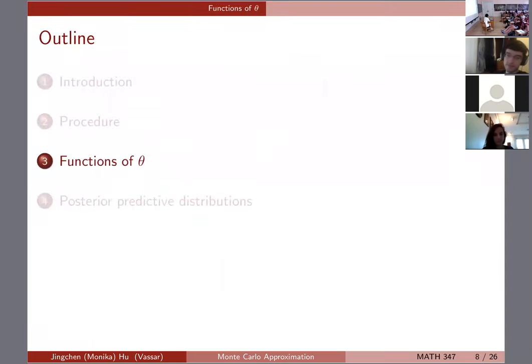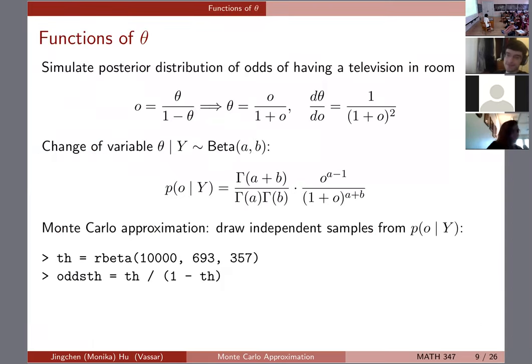Now let's move to the function of theta, and I think I'm using the odds ratio example, which we just talked about a little bit earlier as well. Odds ratio, as I was saying earlier, is the success probability over the failure probability. Some fields really like talking about odds ratio instead of just the success probability. So let me just write it down over here. So this becomes a function of theta.